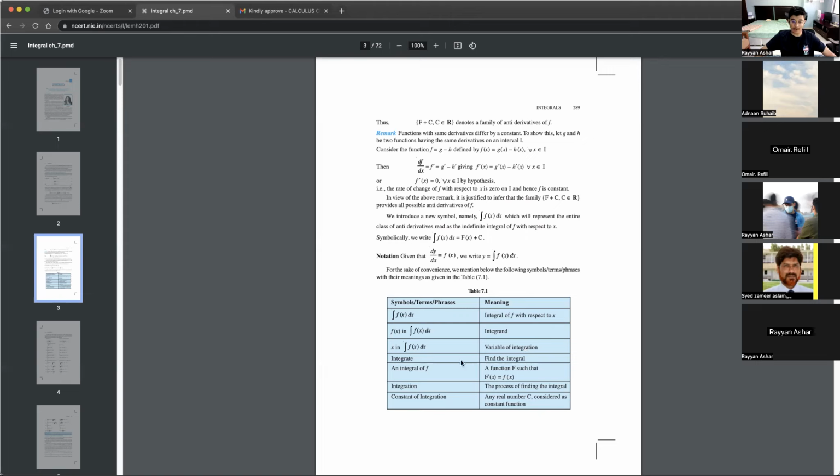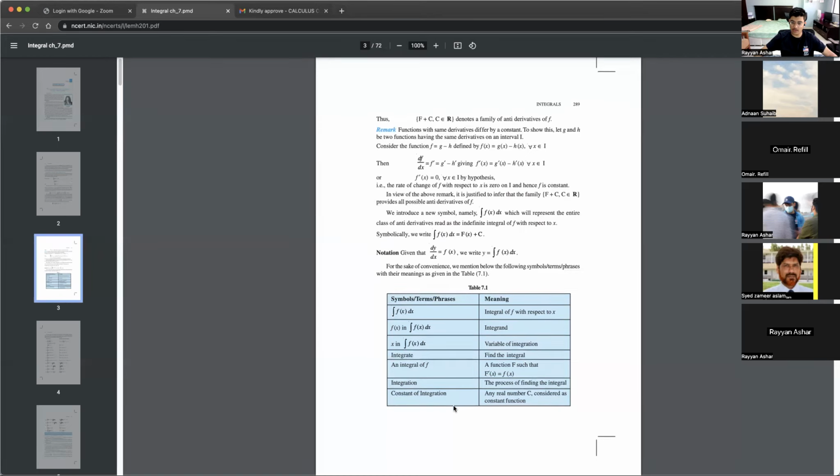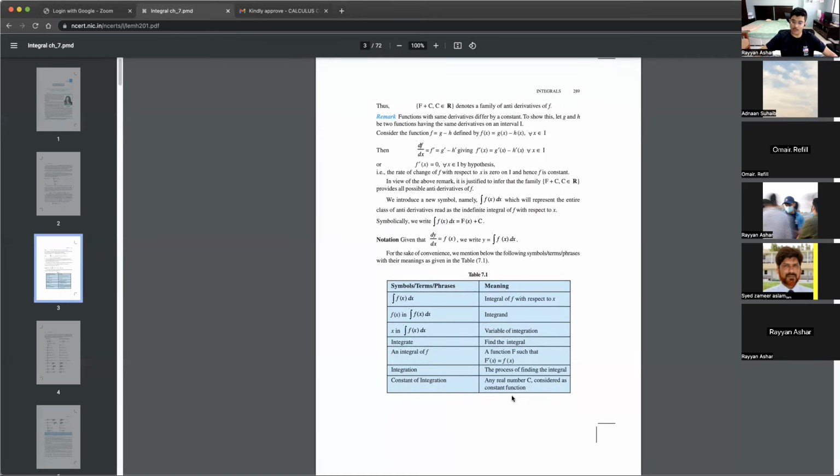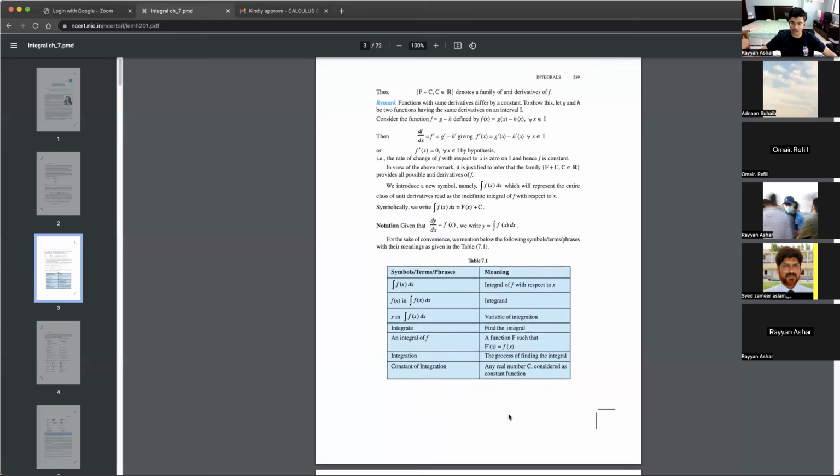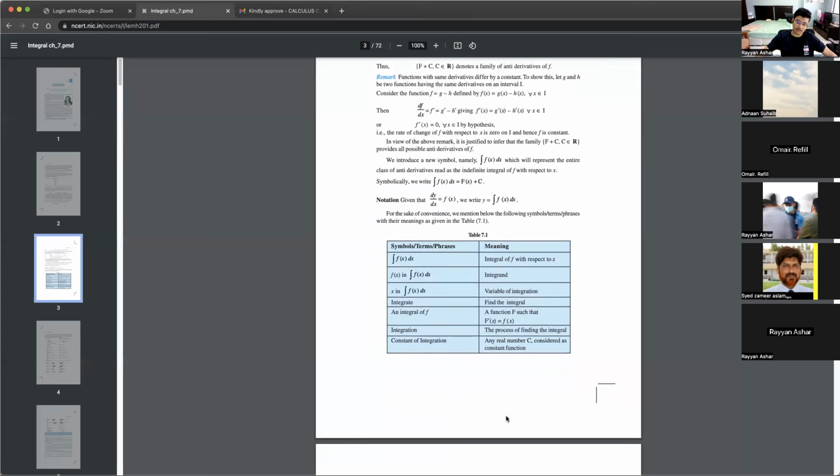Now, I keep saying integrate, and integrate essentially just means find the integral of something. So you'll be hearing me use that a lot, and it'll be in the questions as well. It's commonplace where they say integrate this function, which means find the integral of this function. Integration is the process of finding the integral, and the constant of integration is any real number considered as a constant function.